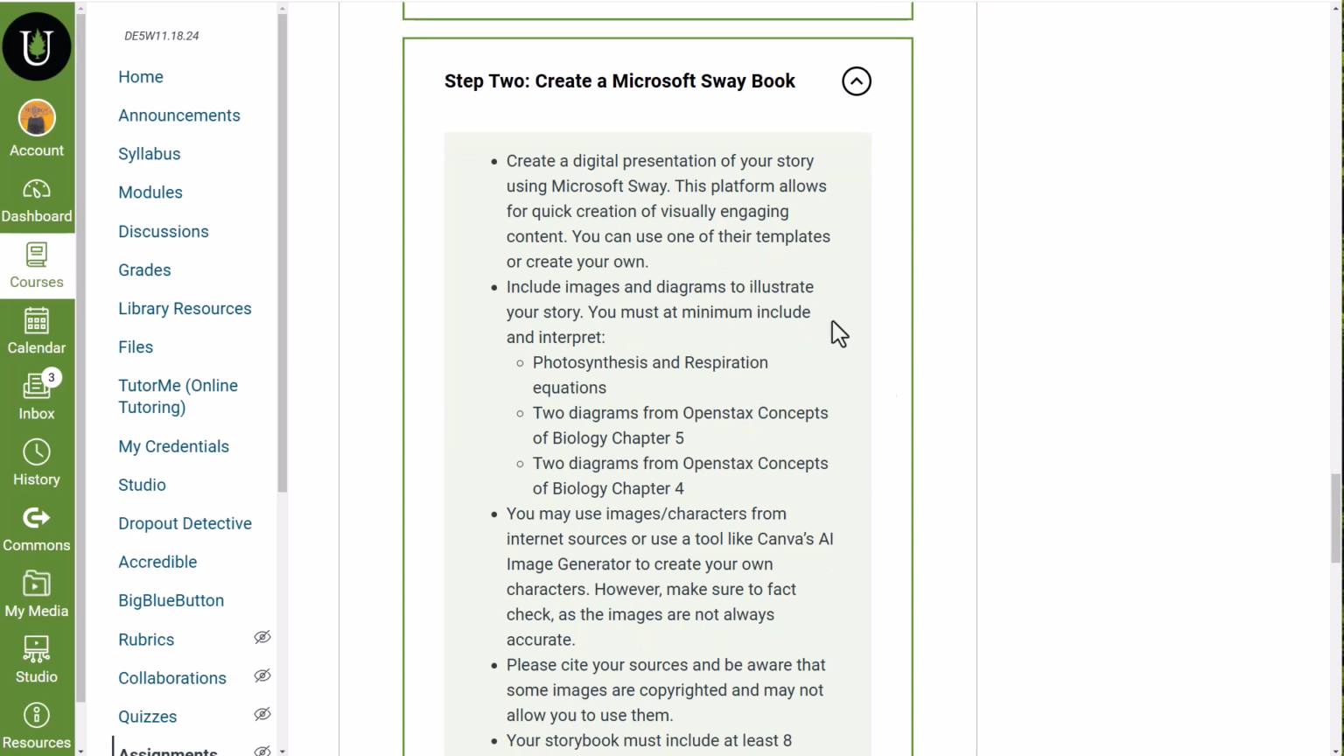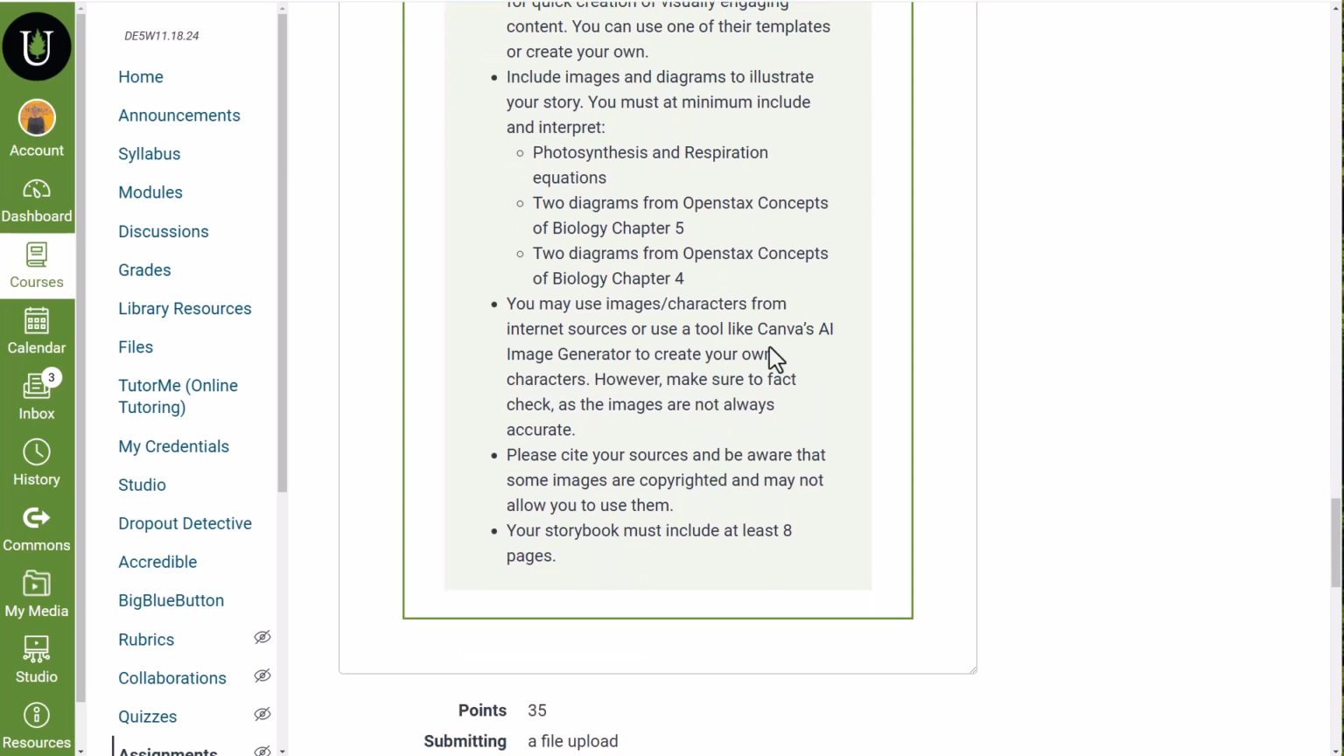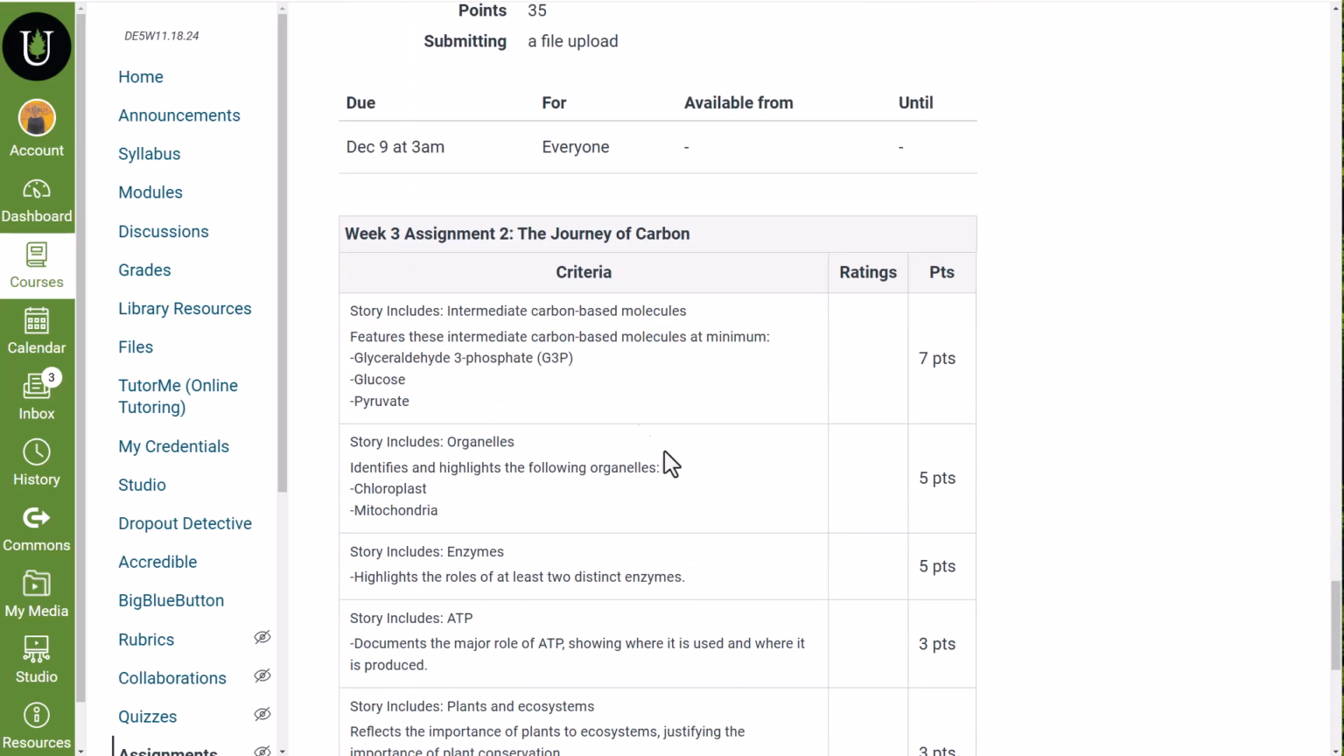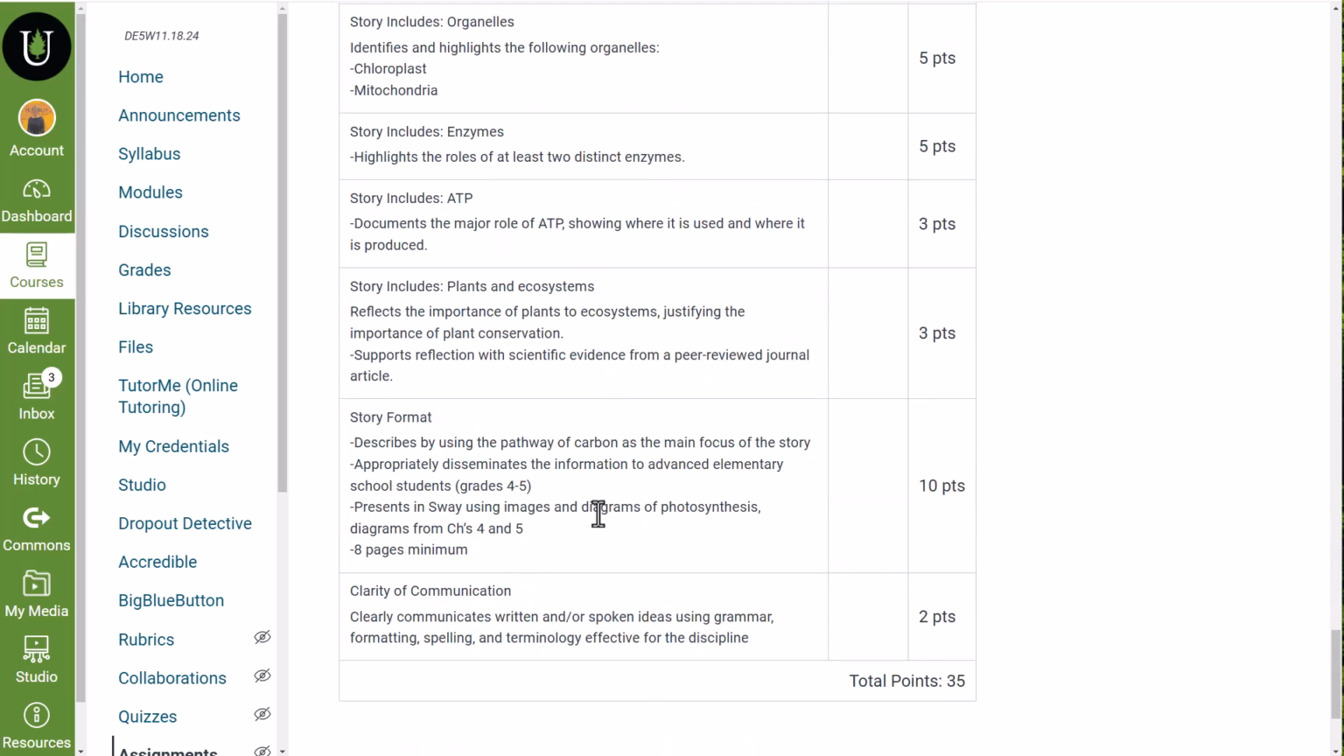It's telling you some of the minimum requirements that you have for these. You want to make sure you put in the equations for photosynthesis and cellular respiration. You use 2 diagrams from each of the 2 chapters that we looked at, and then you can also use other images if you like. And make sure that you cite your sources, and the storybook should be at least 8 pages. And then down below, of course, we also have the grading rubric, which reflects all of those instructions.